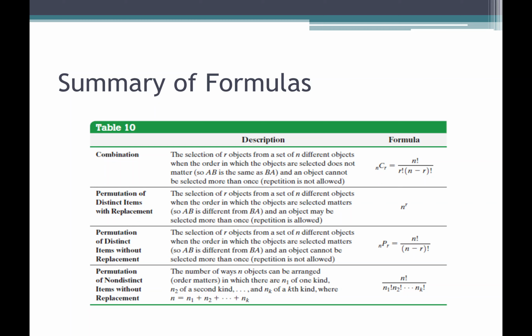Permutation with distinct items with replacement is just N to the R. Permutations of distinct items without replacement is just NPR, which is the permutation formula. And then permutations of non-distinct items with replacement is obviously the formula we just used.